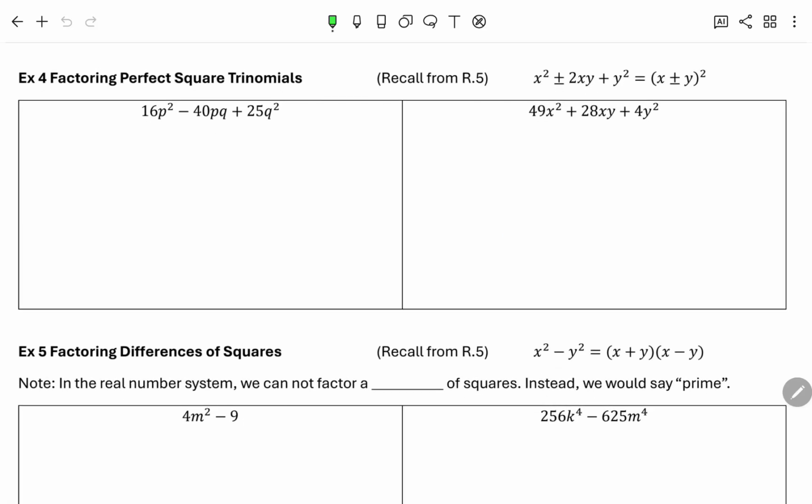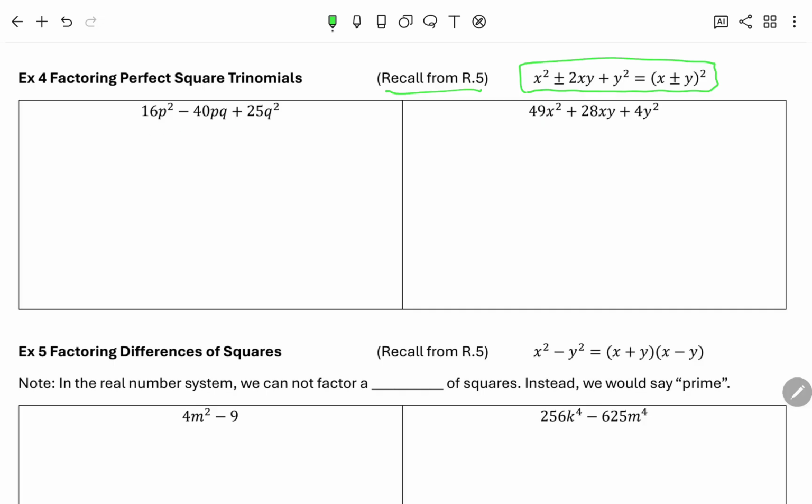Example 4, factoring perfect square trinomials. We talked about this in the previous lesson. I recalled for you right here what the pattern looks like. If there's a plus in the middle, there's a plus in the factored form. If there's a minus there, there's a minus there. And that third term is always going to be positive.